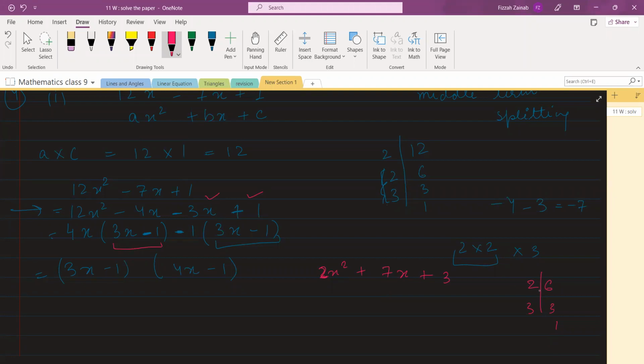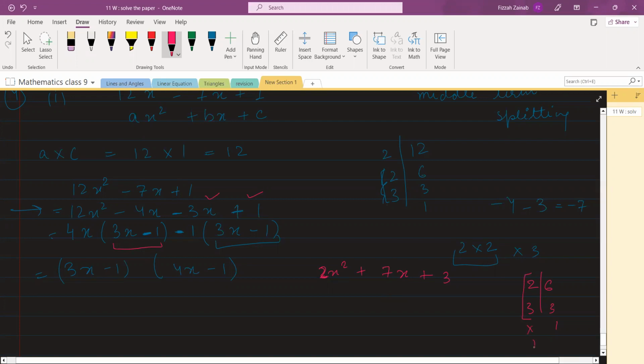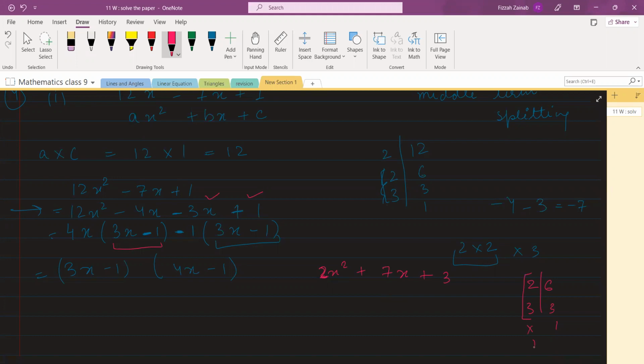See, Zeba, 2 plus 3 is 5, which is smaller. So you can do one thing: you can take this 6 and multiply it by 1. So 6 and 1, you can take. So 6 plus 1 is 7. Now please factorize it.